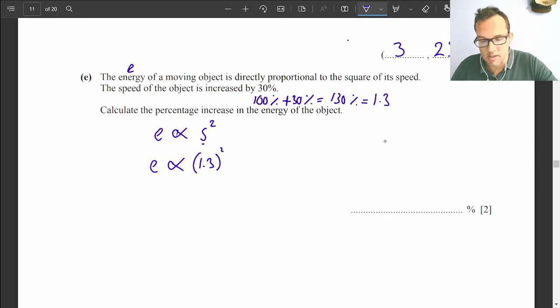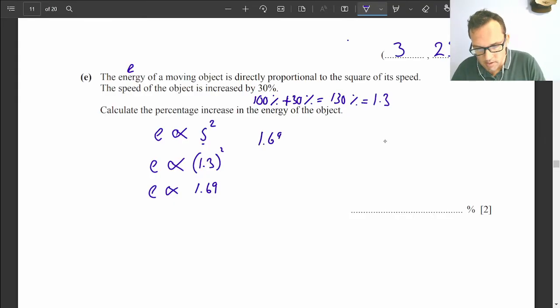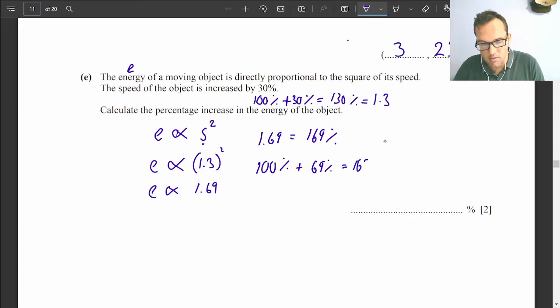Let's type that into a calculator. 1.3 squared gives us 1.69. Now, that is a decimal multiplier. What does 1.69 mean? 1.69 is 169%. When do I get 169%? When I take 100% of something and I increase it by 69%, then I get 169%. So what's the percentage increase? 69%.